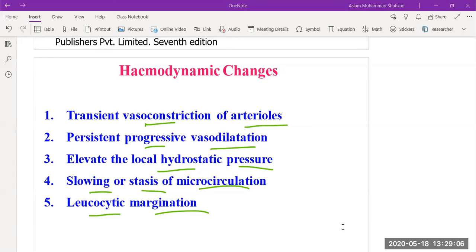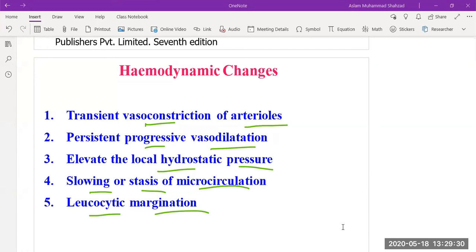Then we talk about local hydrostatic pressure. If vasodilation occurs, what will happen next? Then there will be an increase of the local hydrostatic pressure, and the result will be the accumulation of fluid into the extracellular space that is responsible for swelling and inflammation.